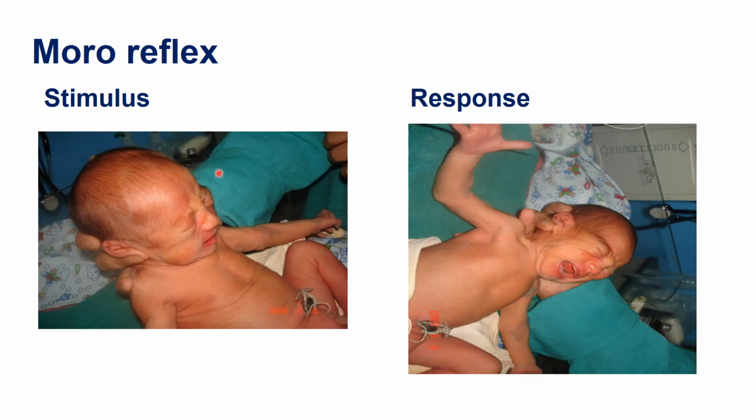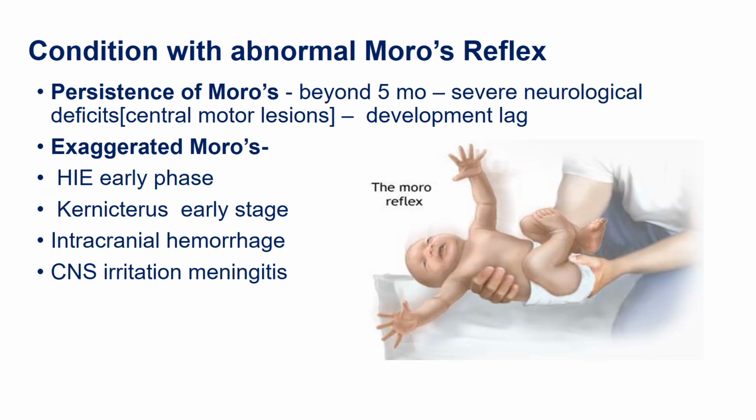You can see the stimulus: flex the neck, then let it fall back, and then the response is like this. Now the clinical implication: there are certain conditions where there are abnormal Moro reflexes. If there is, that indicates some neurological problem.